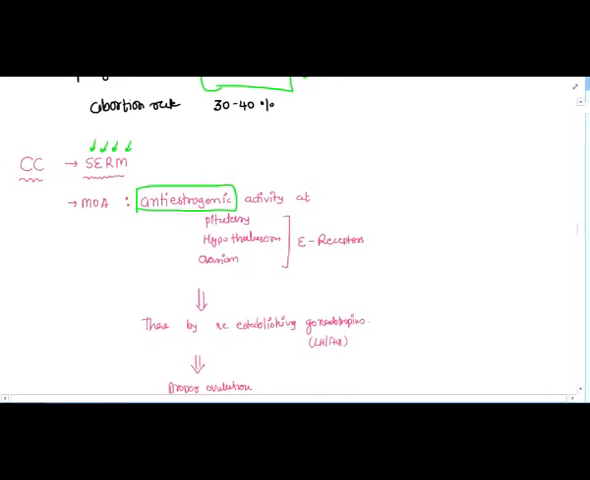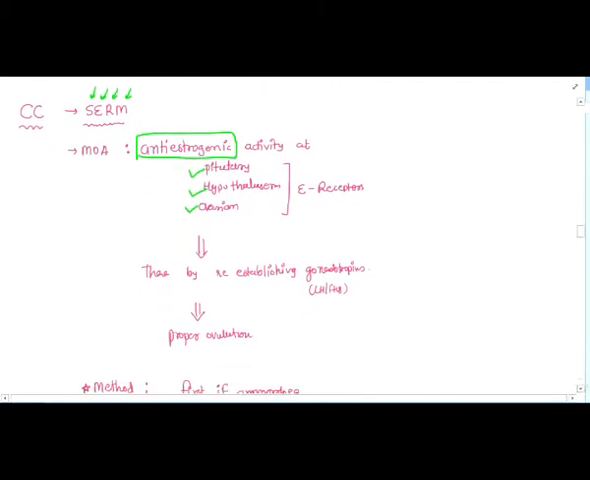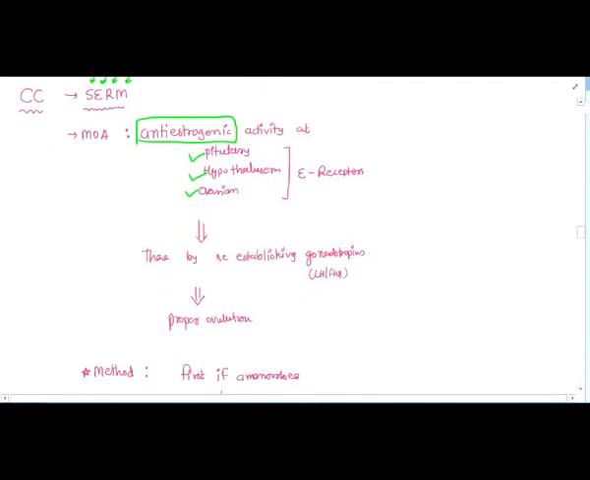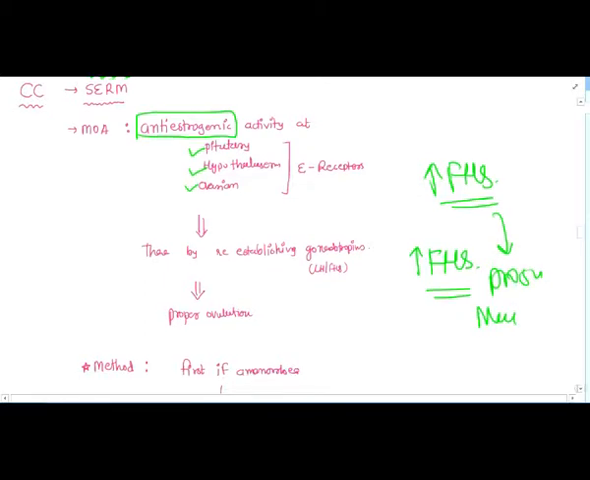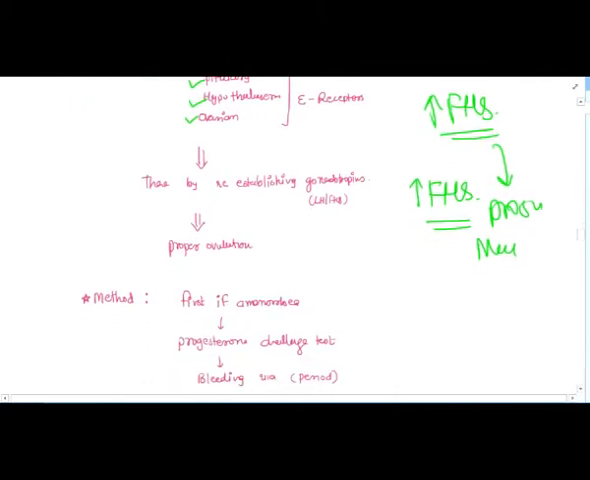Now, where is it anti-estrogenic? In the pituitary, in the hypothalamus, and at the ovarian estrogen receptors, it is anti-estrogenic. That means it will oppose the estrogen negative feedback, and that means there will be an increase in FSH. So the ratio which was abnormal in PCOD is now getting normalized. Increased FSH will lead to proper maturation of the follicles and further proper ovulation.